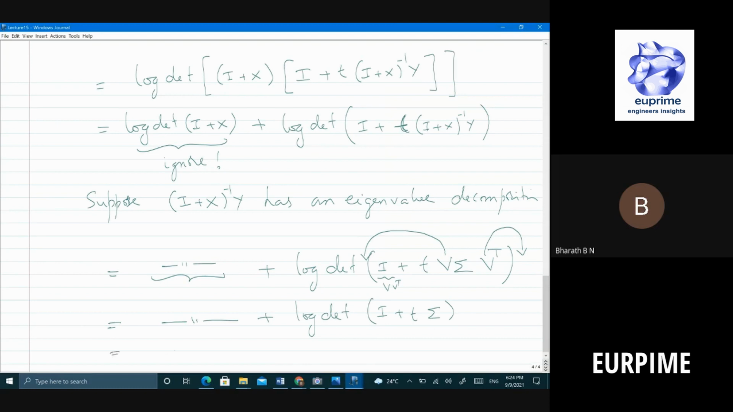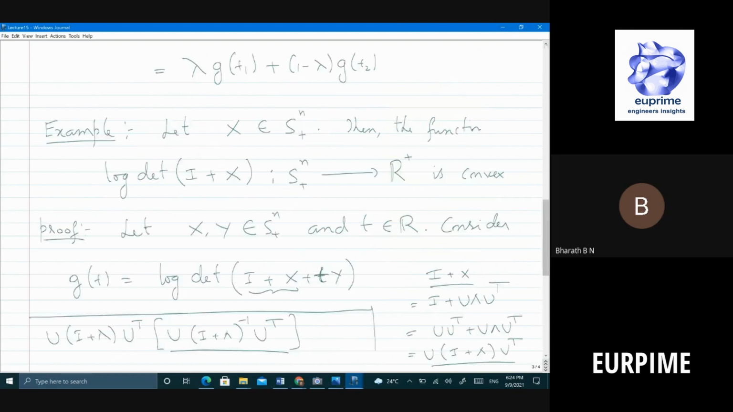Now what is the next step? Well, identity plus t times sigma is basically diagonal, right? So determinant of the diagonal is the product. So log of the product is a sum. Let's say it's an n cross n matrix, it will be the sum of log of 1 plus t times lambda_i. Okay. Now what is log of 1 plus t lambda?